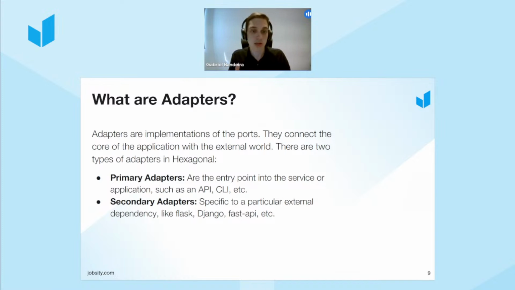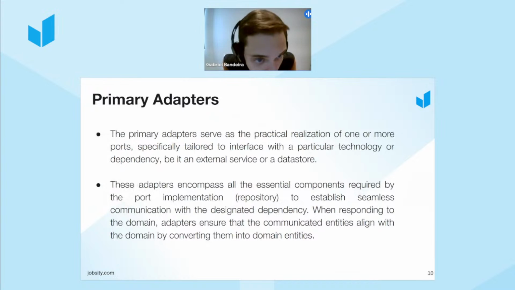The first is the primary adapters. The primary adapters are basically what people usually call just adapters. And the most important thing is that they are the entry point into the service or the application, such as APIs, CLI, or other ones. And the secondary adapters, also called host adapters, are really specific to a particular external tool, like Flask, Django, that we're going to take a look at further. So let's talk a little bit about the primary adapters.